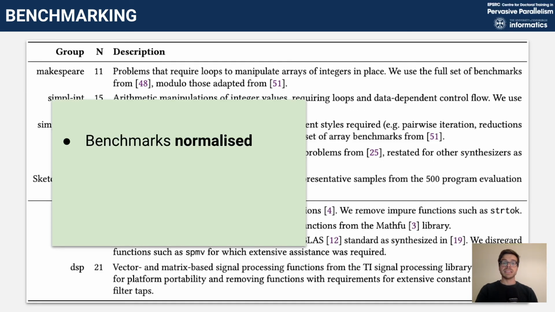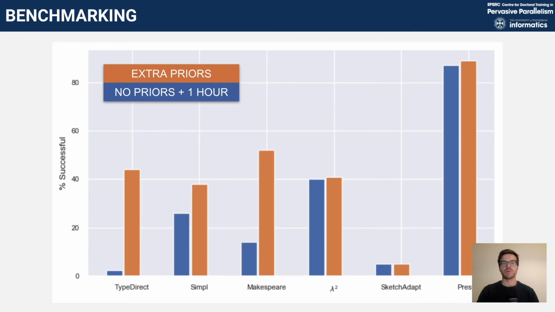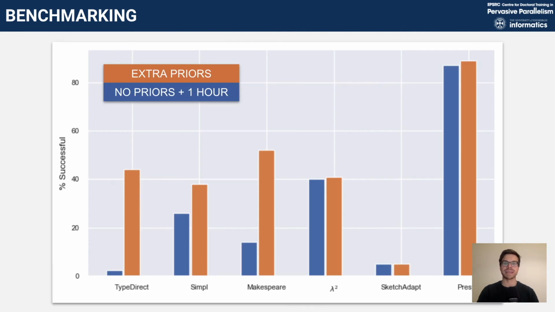We normalized these benchmarks so that they could be run on any synthesizer we identified. Unfortunately, this means that the results we obtain aren't identical in all cases to the original paper's results. This is because some functions had to be discarded, for example if they used functionality that was unique to a particular synthesizer or that couldn't be replicated fairly across all of them. We ran each synthesizer on all 112 functions from this benchmark set and recorded how many each synthesizer could correctly synthesize.